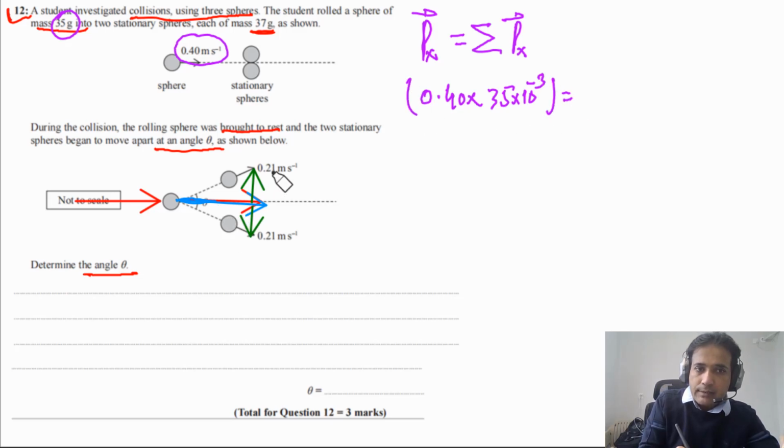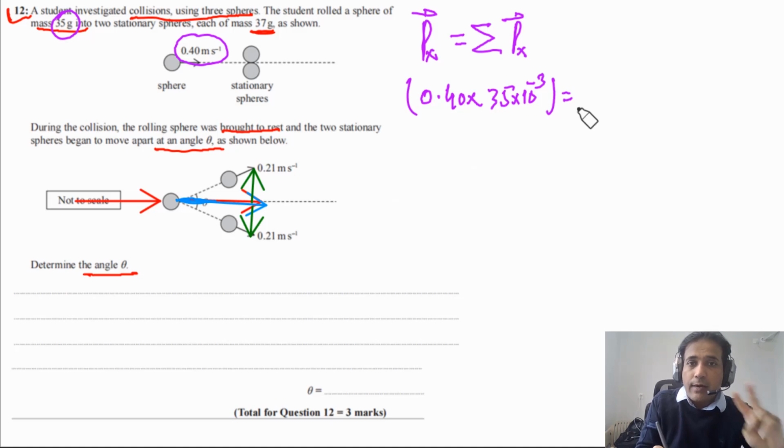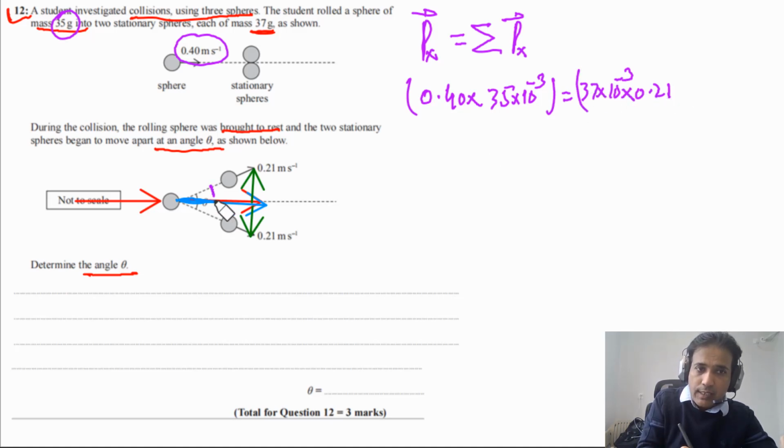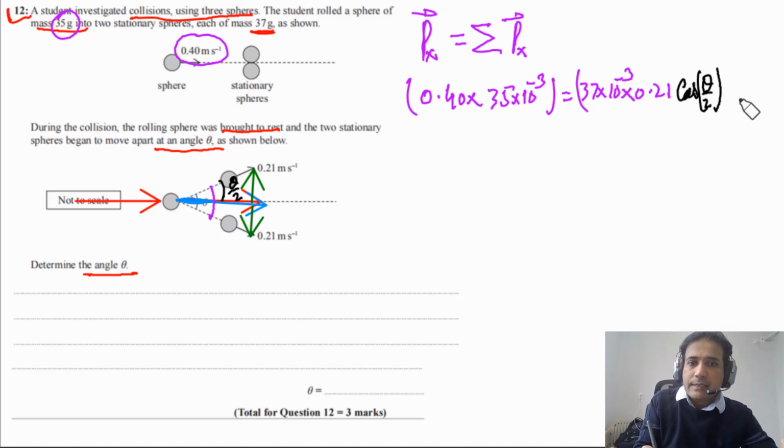And after collision, as the speed is the same, we have two components, and we can write down first of all 37 times 10 to minus 3 times speed 0.21, and the angle is half. This total angle is theta, so this angle will be theta by 2. So we have cosine of theta by 2, plus we need to add the x component of this sphere as well, and that one is equal to again 37 times 10 to minus 3 times 0.21 times cosine of theta by 2. Theta is also the same.